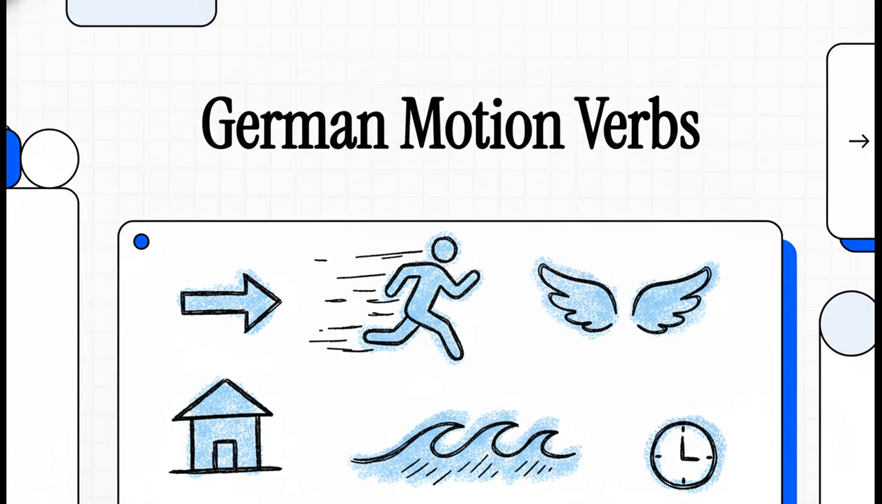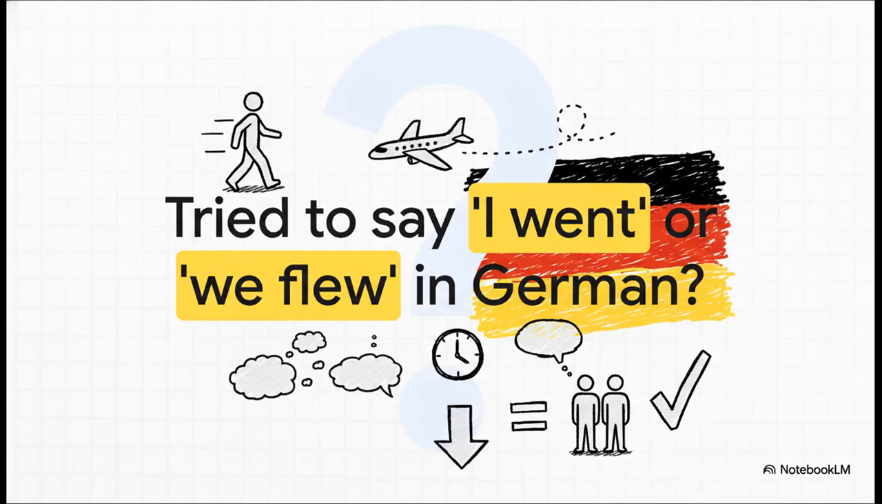All right, let's dive right in. Today, we're on a mission to demystify one of those really tricky parts of German, talking about the past. We're going to focus on those verbs of motion and state, the ones that use sein as their helper verb. So have you ever been there?